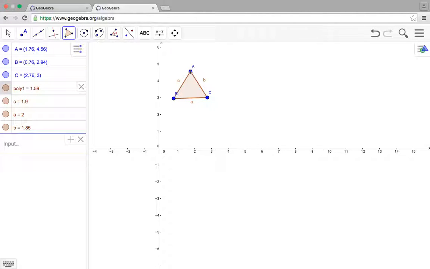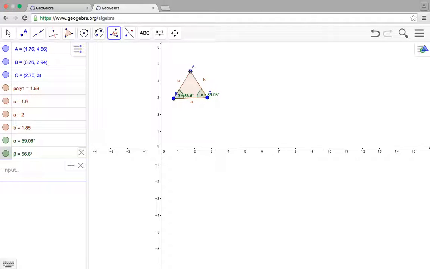So you will just go to the polygon icon and then you will create your triangle. And we can actually go ahead and measure the angle. You always want to measure clockwise if you want to find the interior angles. So you click on C, B, A, and that will provide you with a measure of angle B. And then you click on B, A, C, and that will give you the measure of the angle A.